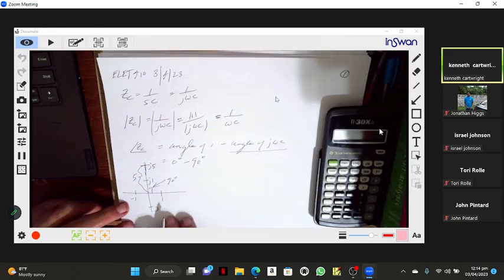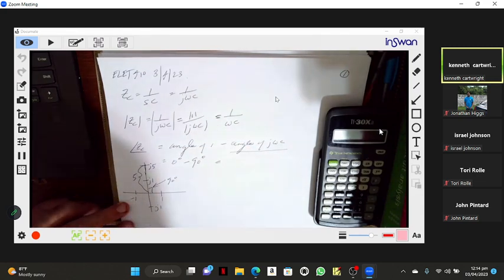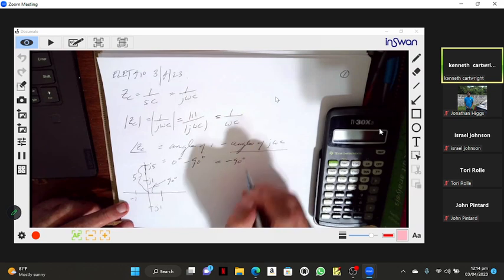So the angle of the impedance of a capacitor is negative 90 degrees.